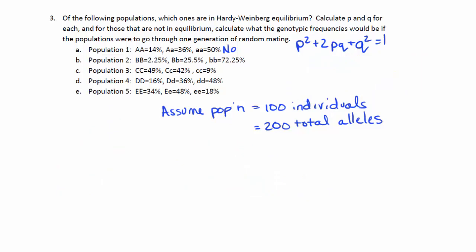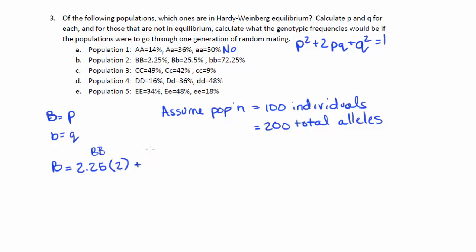If we go through and start doing the same thing for population 2, remember that we're going to represent the capital letter allele, or capital B, as P, and little b is going to represent Q. If we want to calculate how many copies of the B allele we have in our population, again, we're assuming a population of 100 individuals, so I'm just going to say the 2.25% is equal to 2.25 individuals, and that is 2 alleles each for them, because that's my big B individuals. They've got 2 copies each.